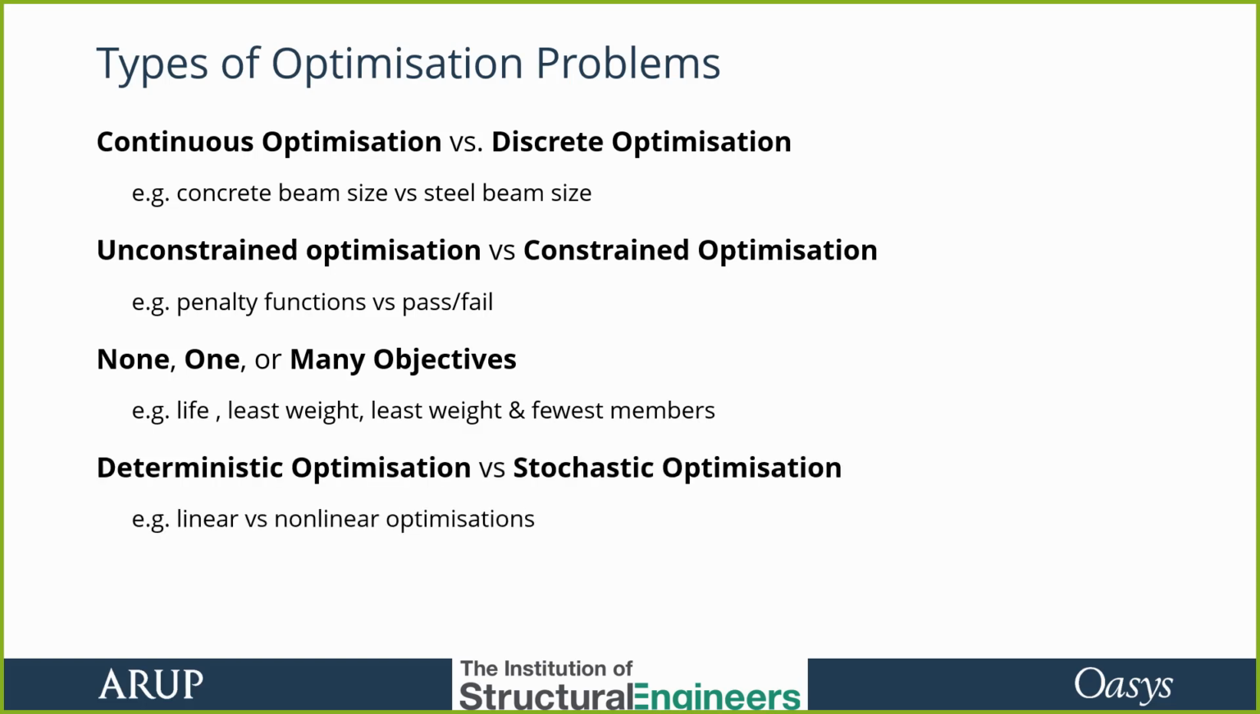And there's also deterministic versus stochastic. Deterministic, we can determine what the answer is. Stochastic involves randomness, which seems a strange thing to add in, but there are a number of optimization techniques that we'll look at where it's actually quite useful to include randomness. It all depends on the sort of problem you're dealing with.